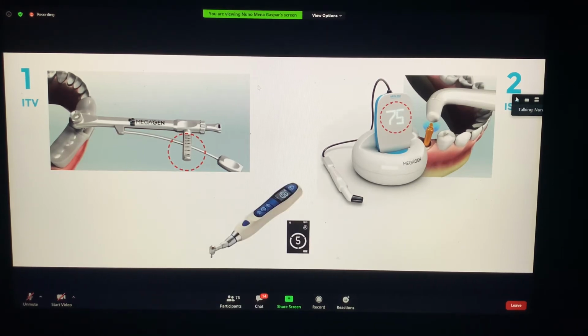And with these two readings together, you can load your implants to do a full arch prosthetic.